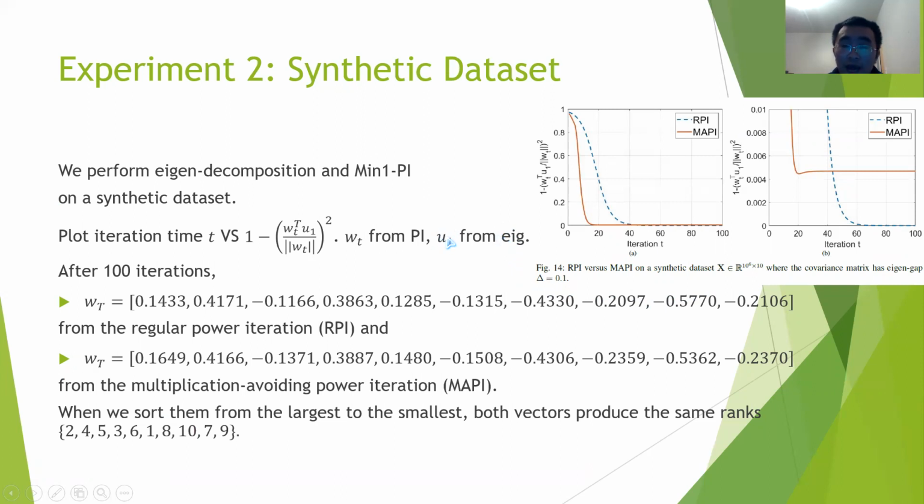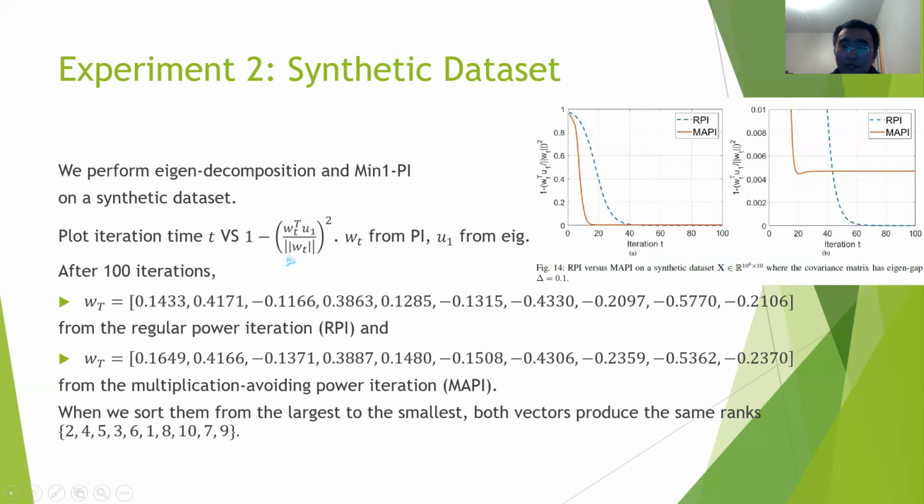So that is U1. And then we compare it with the result of the power iteration, W_t, where t means the t-th iteration. For example, W3 is the result at the third iteration. So we plot t versus this one. What is in the square is the angle between W_t and U1. If the two vectors are in the same orientation, the value will be 0.